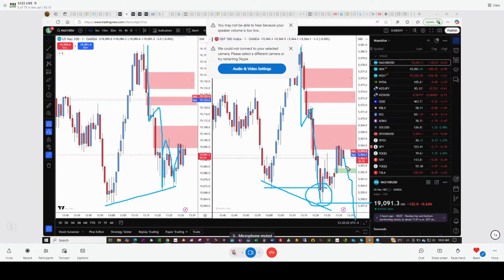Possible, and not possible. I mean, there are two scenarios: we either do it or we don't. I would still expect them to drop it down to take out both lows here on the NAS, and I would still expect them to drop it down and take out the low here on the S&P, but we shall see. So we need some patience here before we can make a trade.